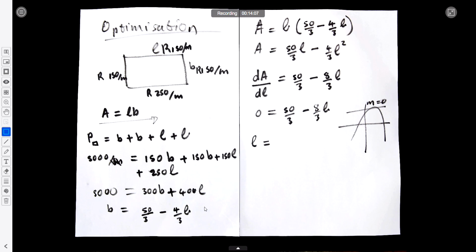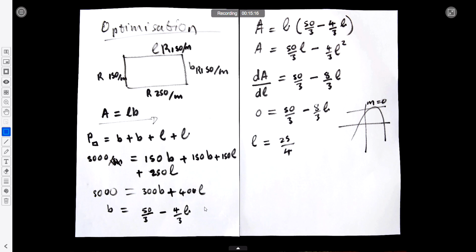It's 25 over 4. Yes, it represents the length. Yeah, that is the length. Length times breadth gives the area. So that is the length of the fence.